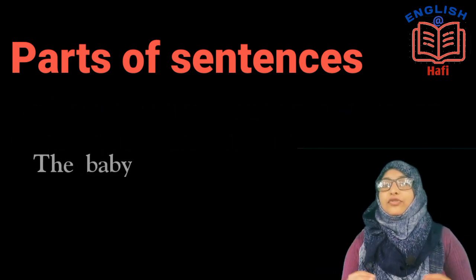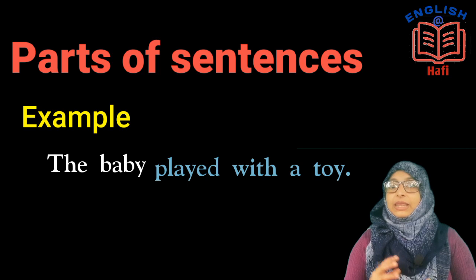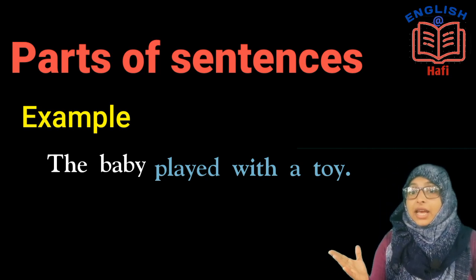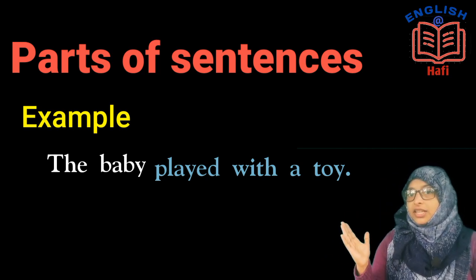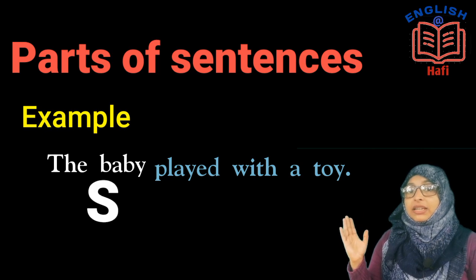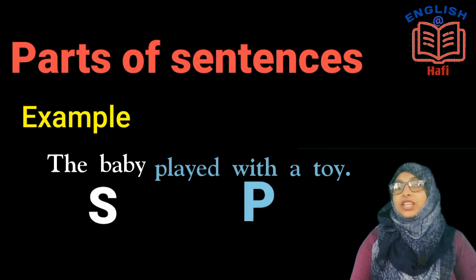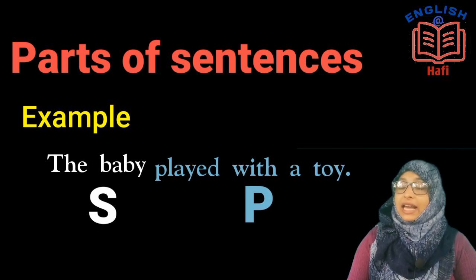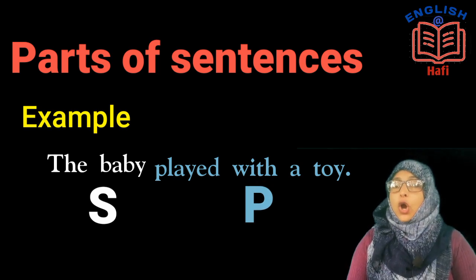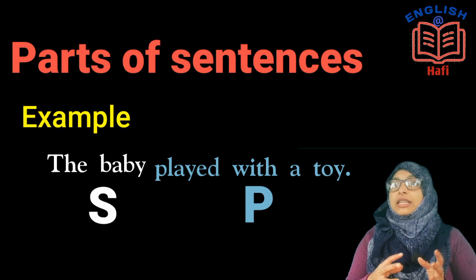Let us discuss a few more examples. The baby played with a toy. So see, the baby is the subject, doer of the action, and played with a toy is the predicate, action done by the subject or it says something about the subject.